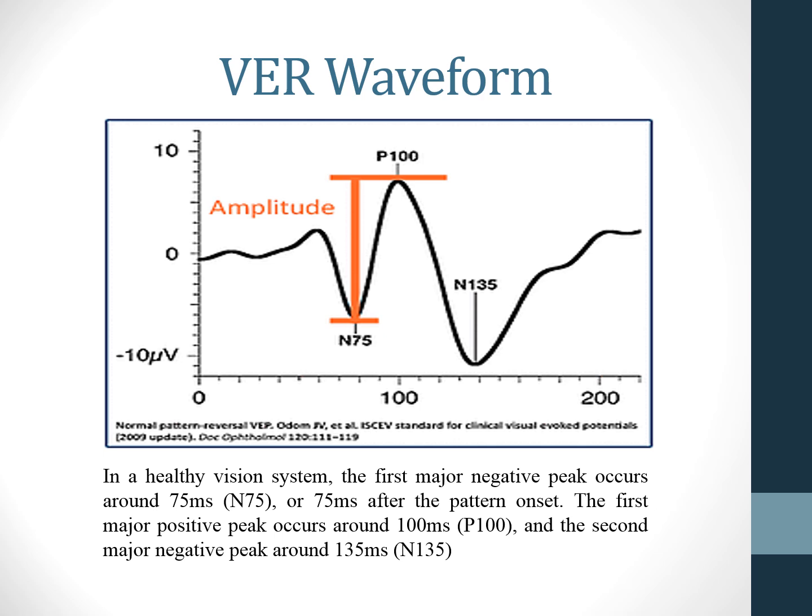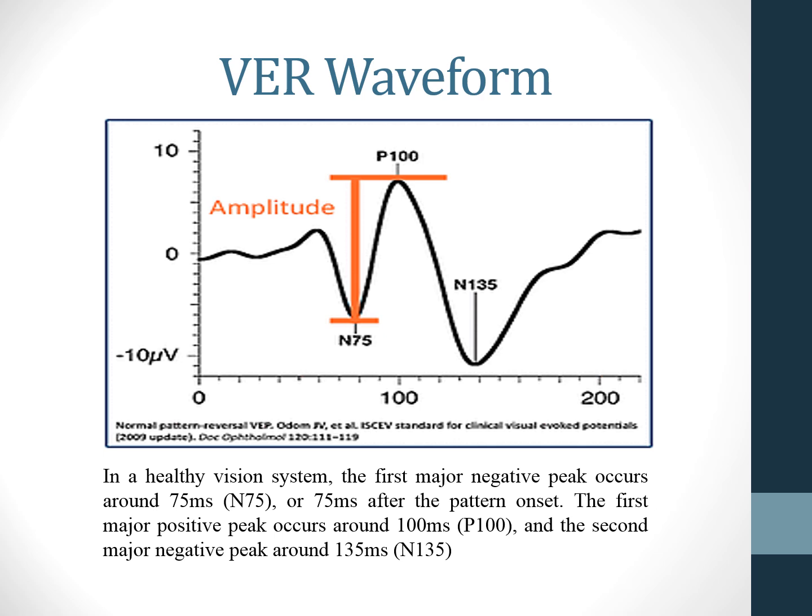The first positive peak is indicated as P100. This is the first positive peak. It will occur after around 100 milliseconds. And then after this, the second negative peak, which is indicated as N135, will occur, and it is around 135 milliseconds. So this is the waveform which you will see in a healthy vision system.